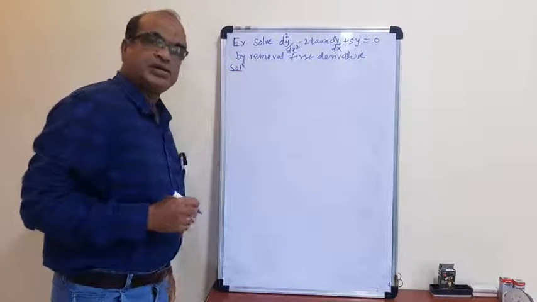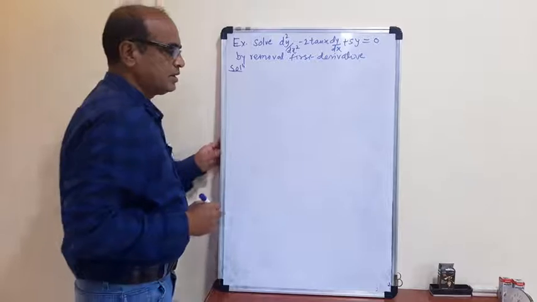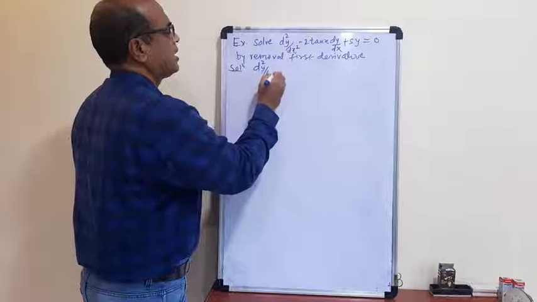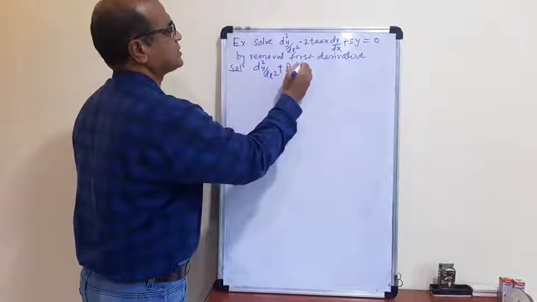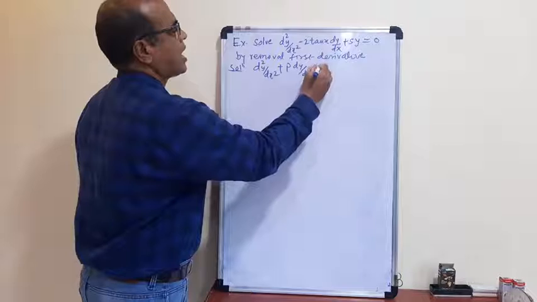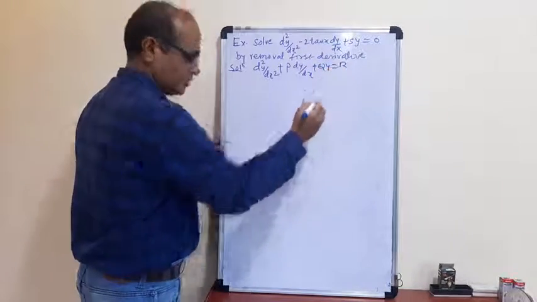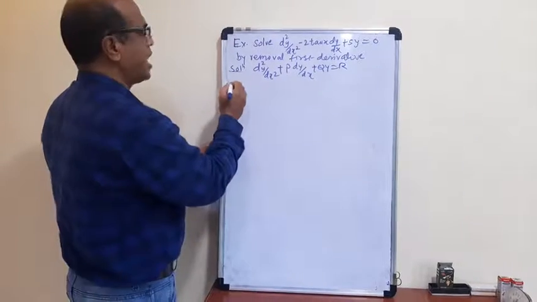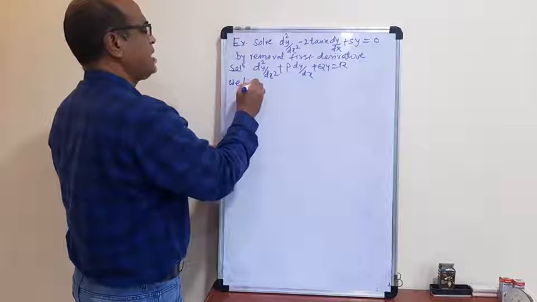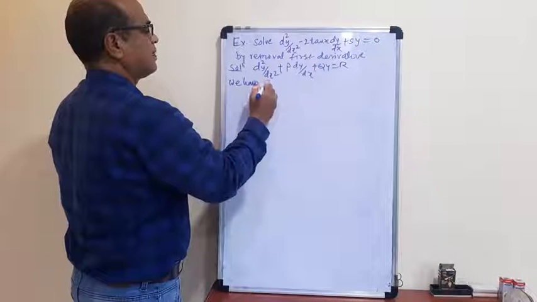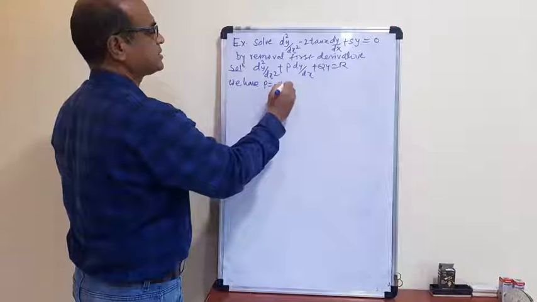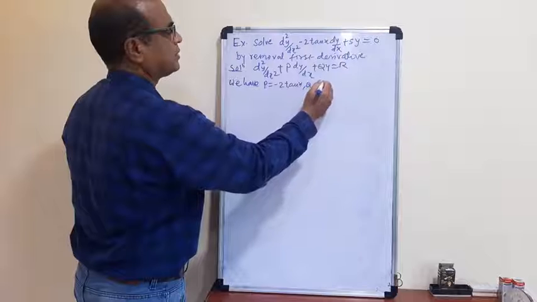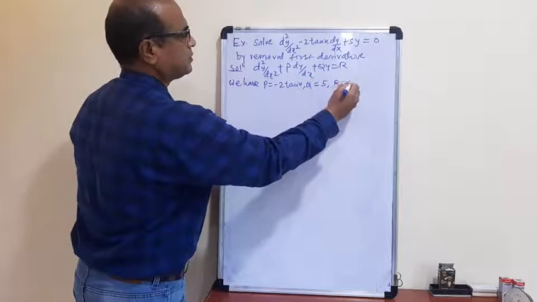We compare this equation with the standard equation. So what is the standard second order differential equation? d2y by dx square plus p dy by dx plus qy is equal to r. So we compare this differential equation with this equation. So what is p? P is equal to minus 2 tan x. Then q is equal to 5, and r is equal to 0.